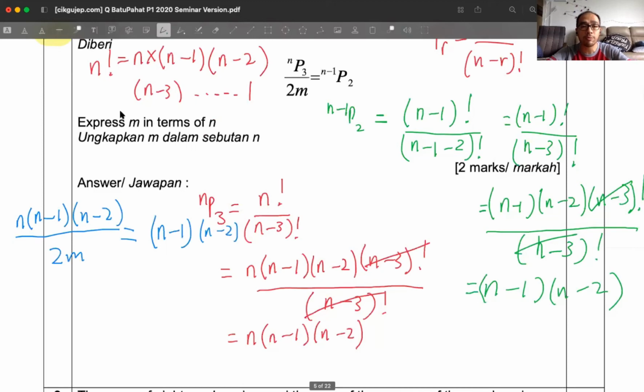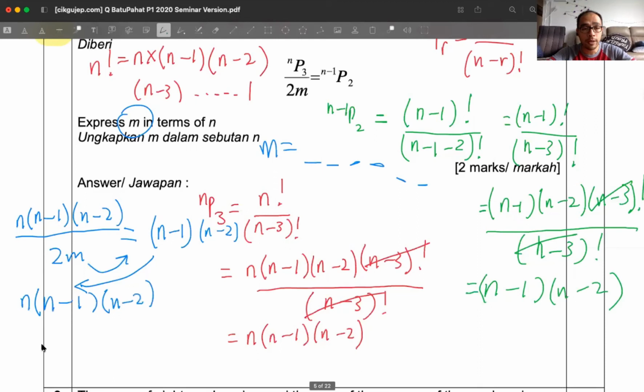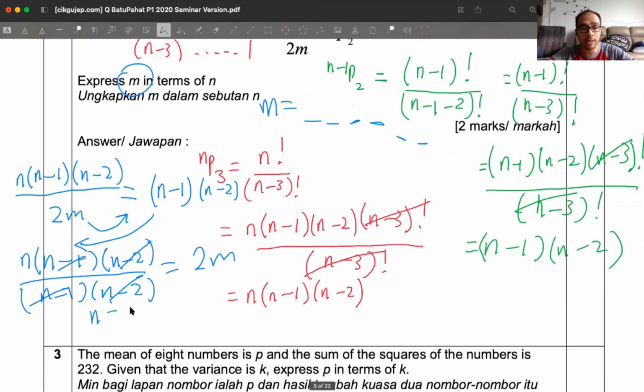Okay, so the question is, express m in terms of n. So I want my final answer to be m equals blah blah blah. I want m to be the subject of the formula. So since m is here, I'm going to bring this up and I'm going to bring this down. So I'm going to get n times n minus 1 times n minus 2 over n minus 1 times n minus 2 equals to 2m. Cut, cut, cut, cut. My favorite action of the day is to cut, cut, cut. So you get n equals 2m. Therefore, m equals to half of n. And there you have it.